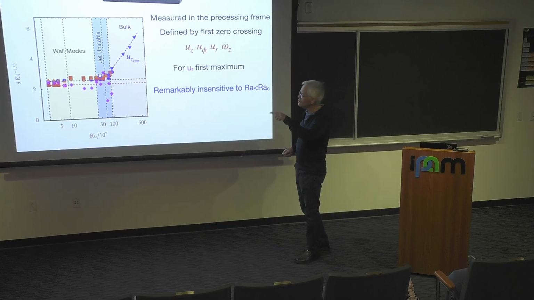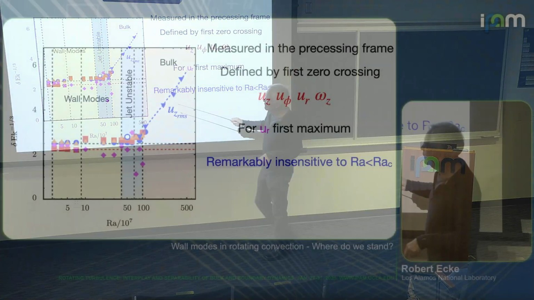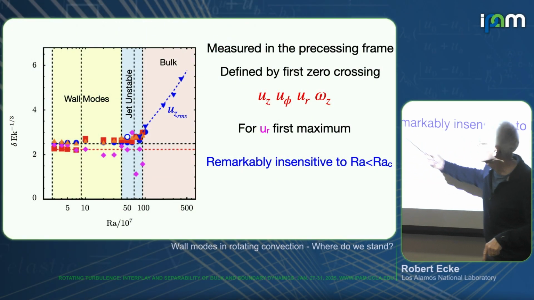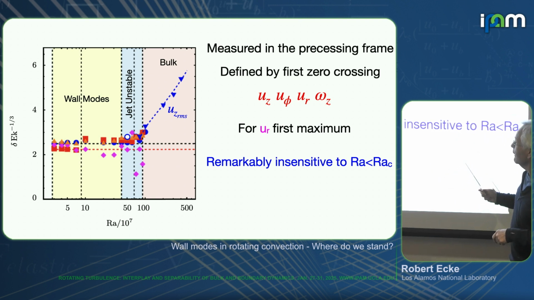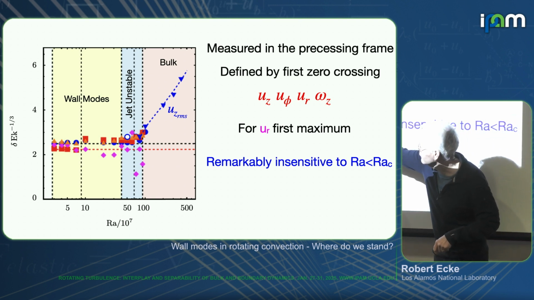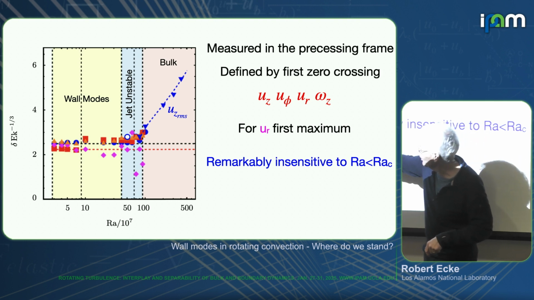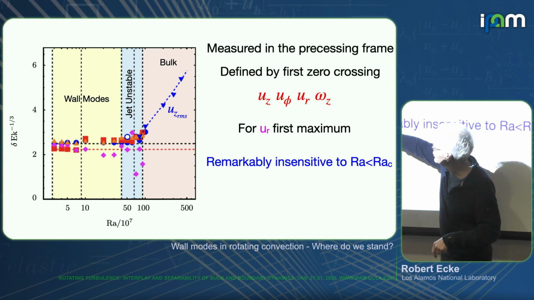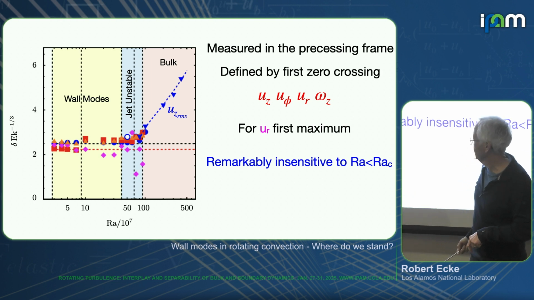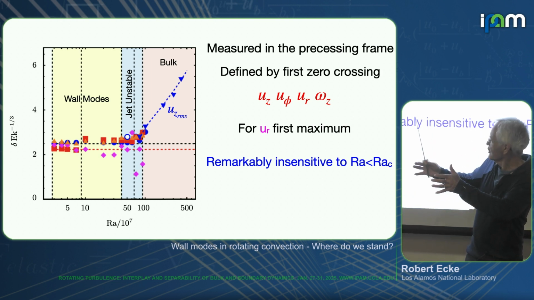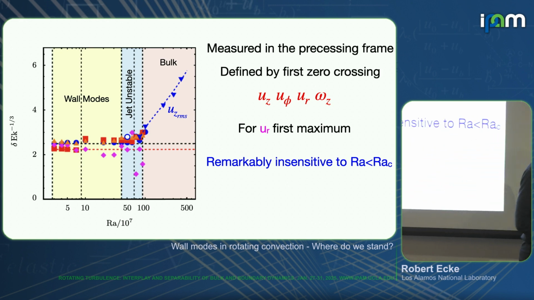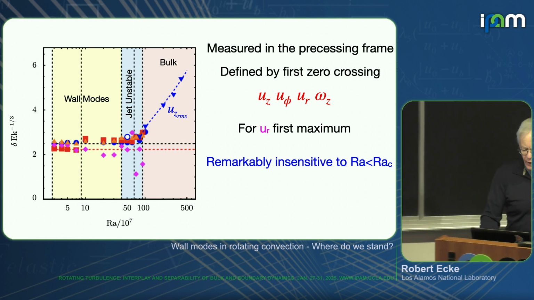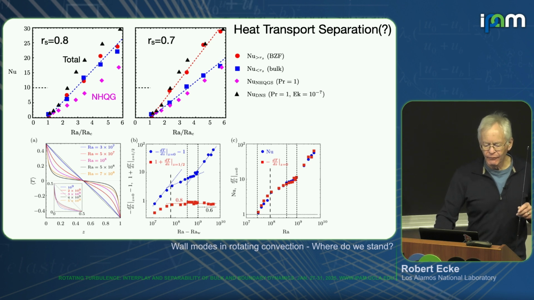If you go to the rotating frame, you can look at the zero crossings and the maximum of U sub r, and they're remarkably insensitive to the Rayleigh number in the wall mode state, and they only really start to change when you get into the bulk state, in which they start to spread out. There's some scatter here, but that has to do with the influence of the jet instability.